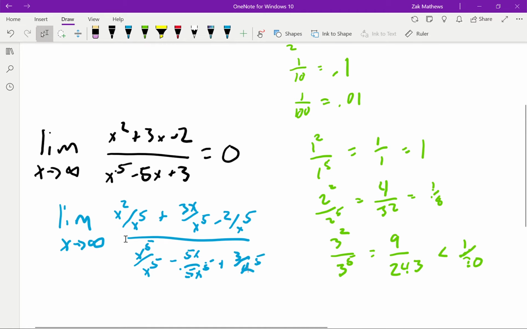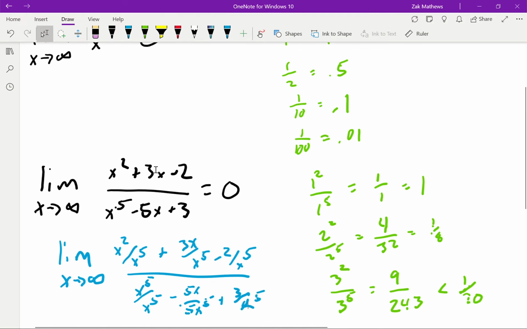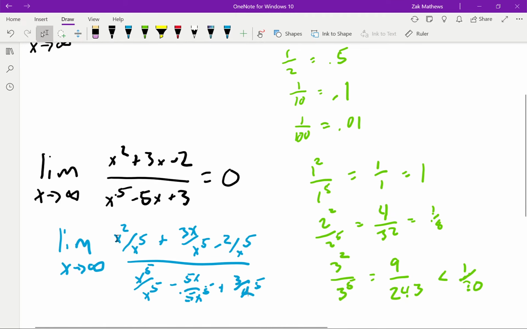X squared over x to the 5th, we could simplify that. That's 1 over x cubed. Well, we just talked about the 1 over x. That thing was running off to 0. If we have 1 over x cubed, that is going to 0. 3x over x to the 5th, that is going to 0. 2 over x to the 5th, that's going to 0.